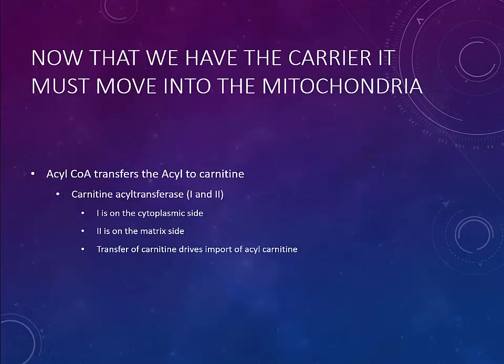Now that we have the carrier, it must move into the mitochondria. The acyl-CoA binds to the enzyme carnitine and transfers the acyl. There are two carnitine acyl transferases, 1 and 2. 1 is on the cytoplasmic side of the membrane of the mitochondria, and 2 is on the matrix side. Transfer of an unacylated carnitine drives import of acyl carnitine.